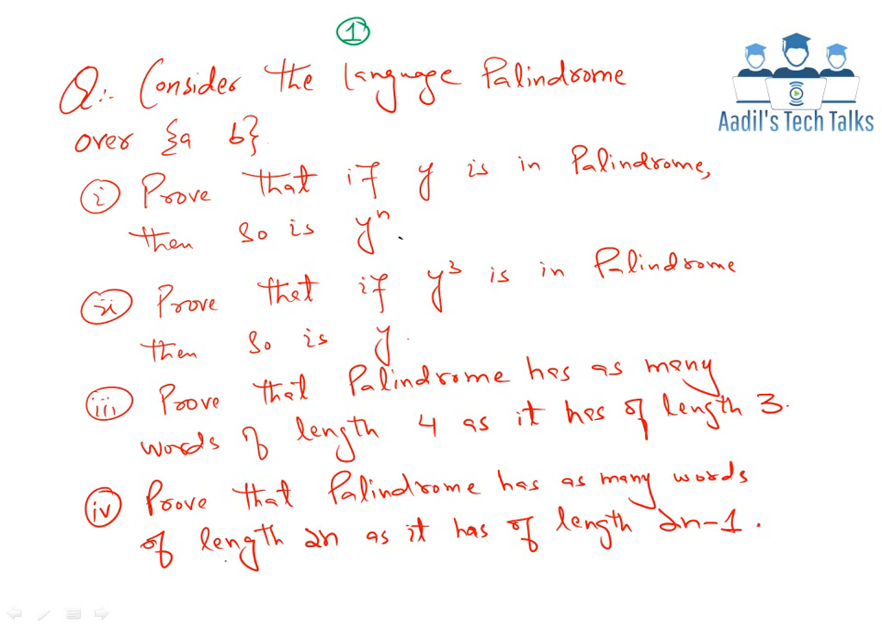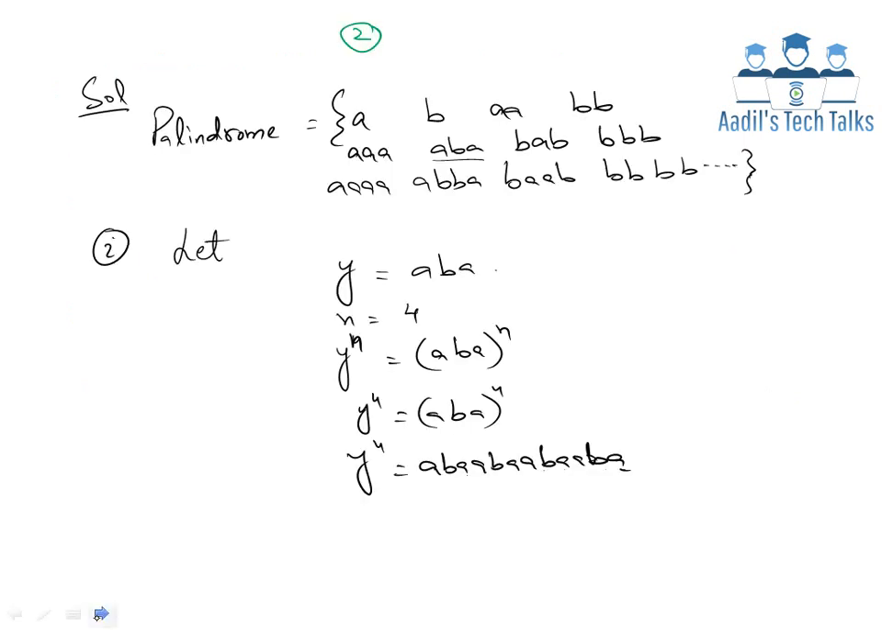In this video we will try to understand the concepts of palindrome over a language consisting of two different symbols, A and B, through this numerical. This numerical has four parts. Part 1: prove that if y is in palindrome, then so is y raised to power n. Part 2: prove that if y cube is in palindrome, then so is y. Part 3: prove that palindrome has as many words of length 4 as it has of length 3. And last: prove that palindrome has as many words of length 2n as it has of length 2n minus 1. So first of all, we are required to create the language palindrome over A and B.